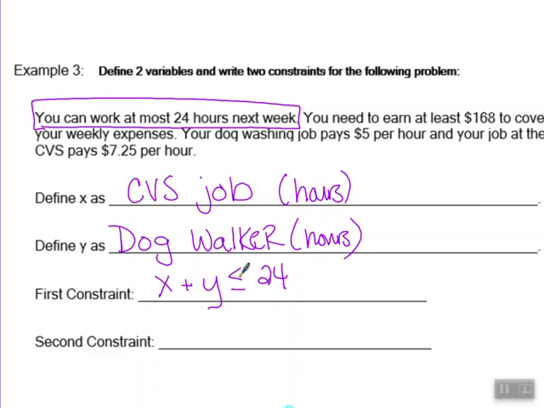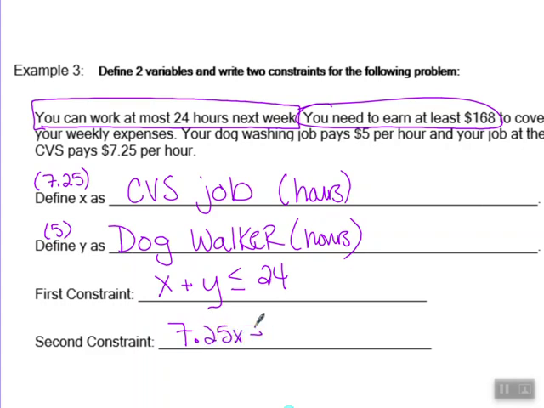My next constraint deals with how much money I have to make. I need to earn at least $168. Can I earn 167? No, I'm going to be on a street corner peddling, right? I need to have $168. Well, how much do I make at CVS? $7.25, and I make $5 an hour walking a dog. So $7.25 per hour at CVS plus $5 per hour as a dog walker has to be greater than or equal to 168. So those are my two constraints.